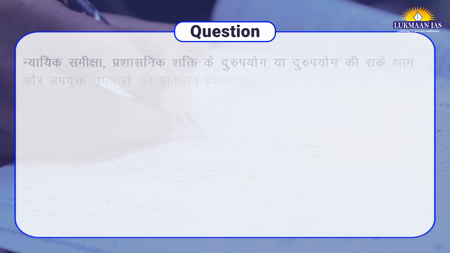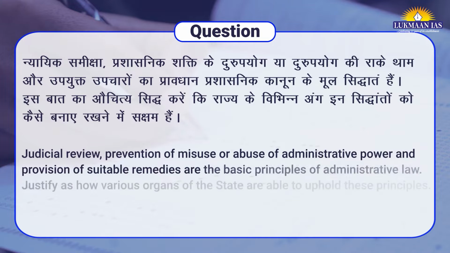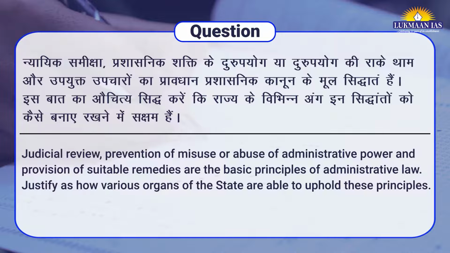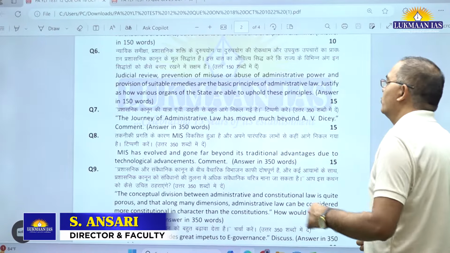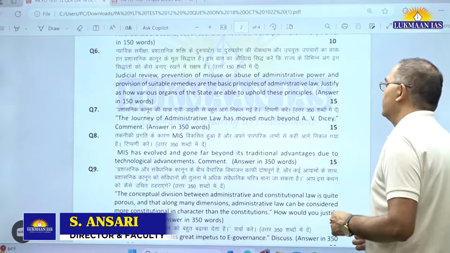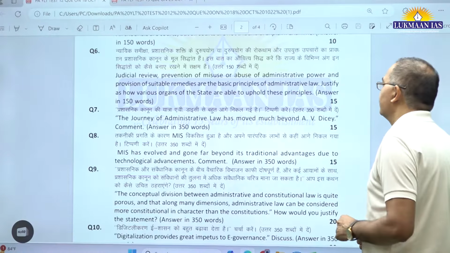Judicial review, prevention of misuse or abuse of administrative power, and provision of suitable remedies are the basic principles of administrative law. Justify this. Let's justify how various organs of the state are able to uphold these principles.